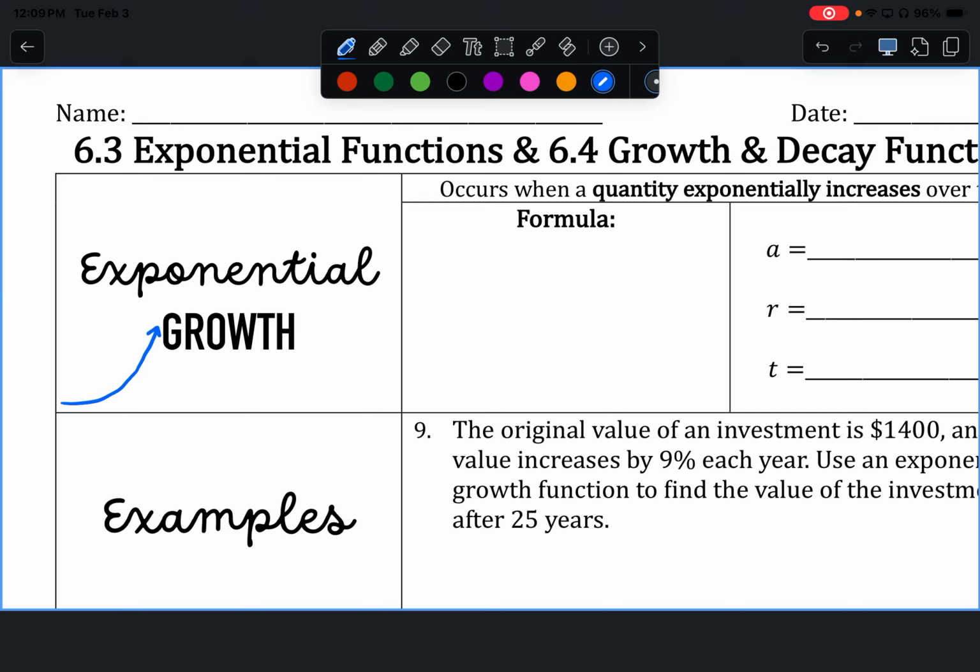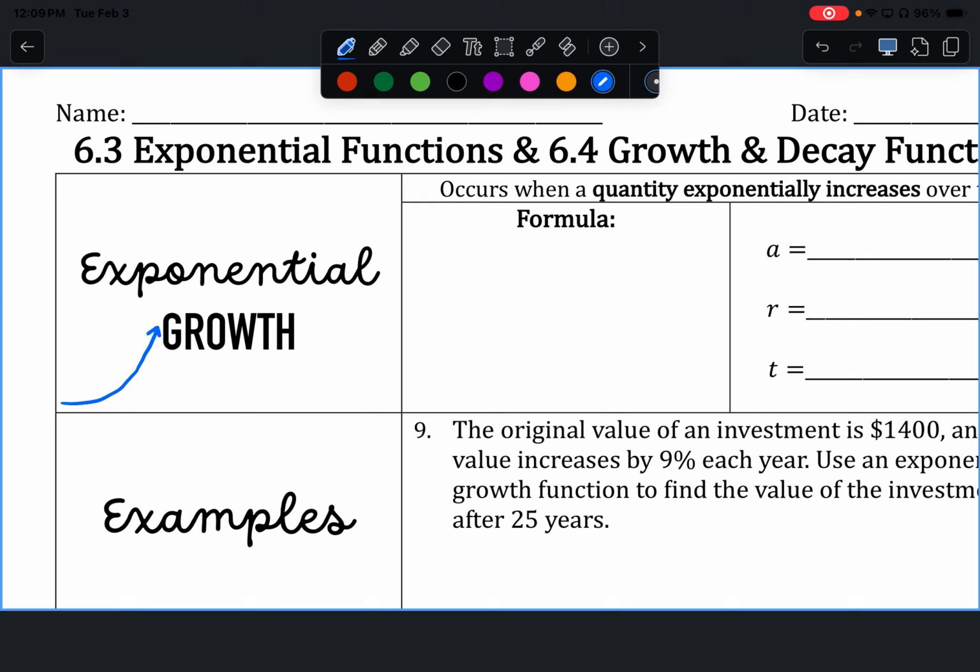So instead of having an X right there, we use a T. And instead of using B, we use the definition of B, which is 1 plus our growth rate. This is the formula we can use for any exponential growth question. We're going to read through the whole question and find the key parts. The original value of an investment is $1,400, and the value increases by 9% each year. If it says increases, that automatically tells us growth. Then it says use an exponential growth function to find the value of the investment after 25 years.